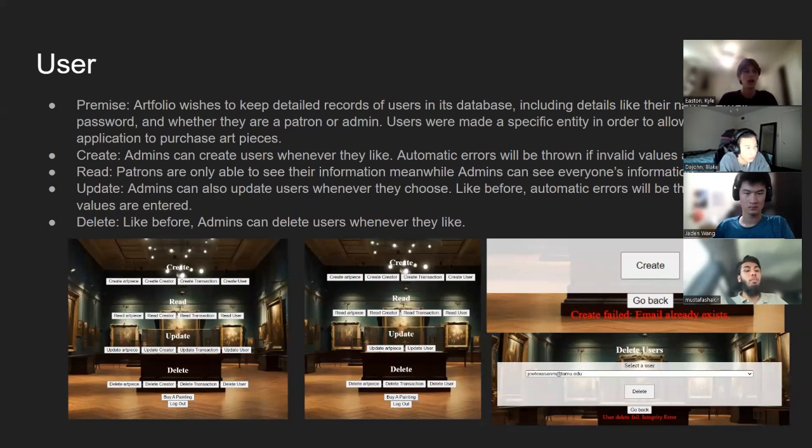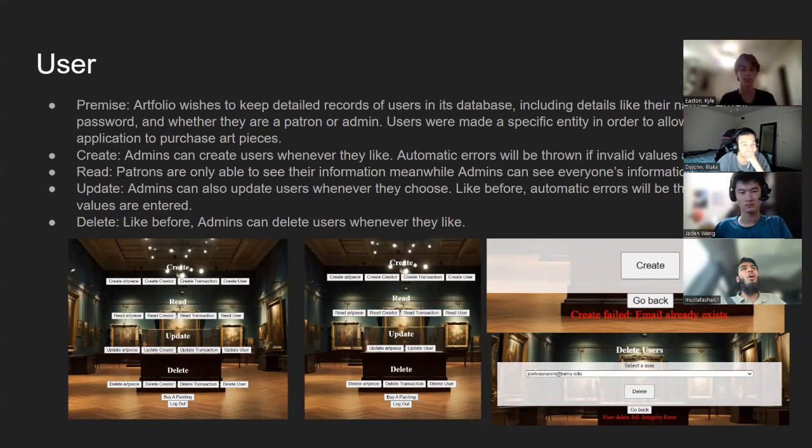For example, users have an email address attribute, which is supposed to be unique. So if you try to create a user with a given email address that's already in our database, it will not allow you to do that. That's the "this email already exists" message on the top right. Similarly, you must have an email. You cannot create a user without an email address, because they must log in with that email and password.